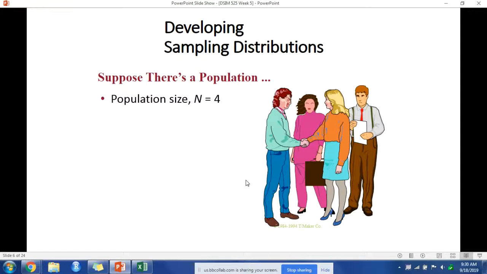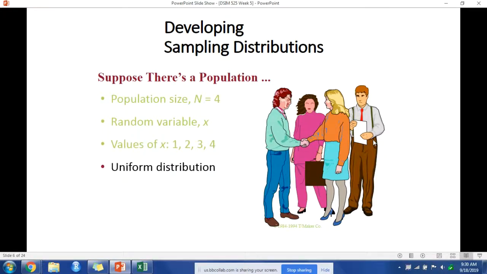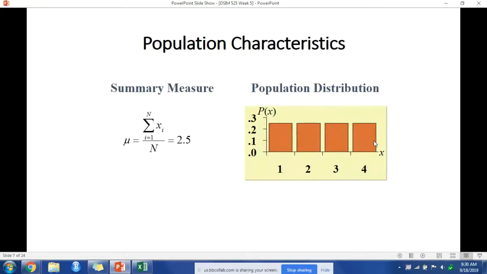Developing a sampling distribution, let's say we have a population size of N equals 4. So we have 4 people. We're interested in a random variable x that can take on values of 1, 2, 3, or 4. And we have to have some kind of distribution. In this case, it's a uniform distribution, because each of the possible people has a 25% chance.